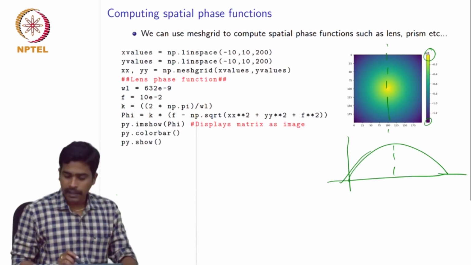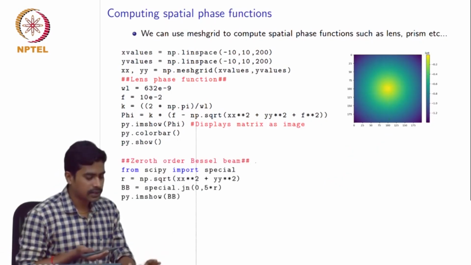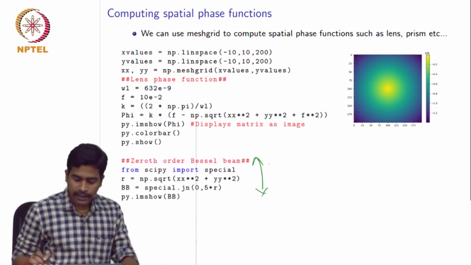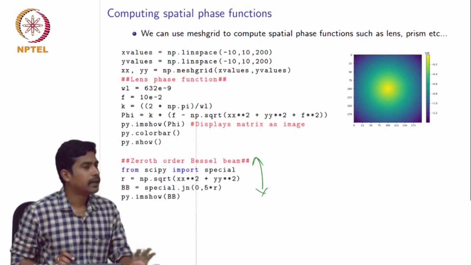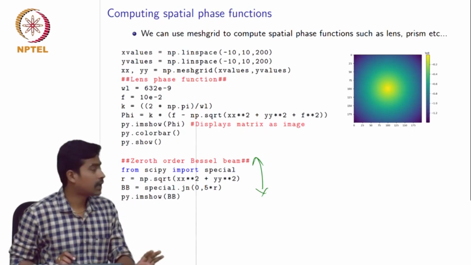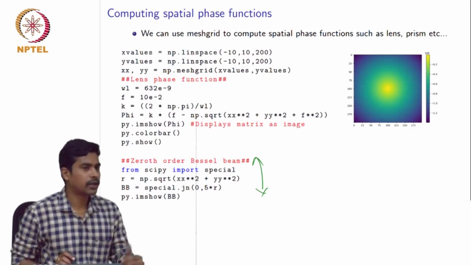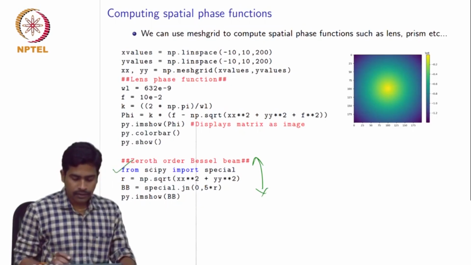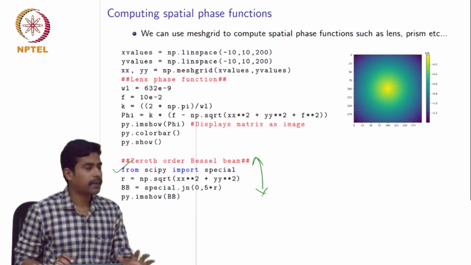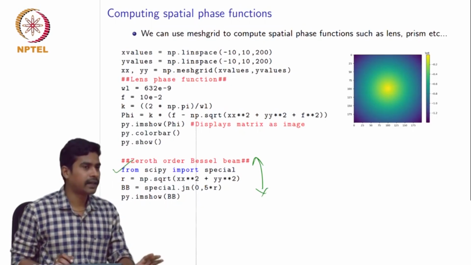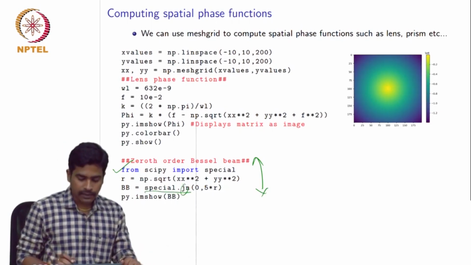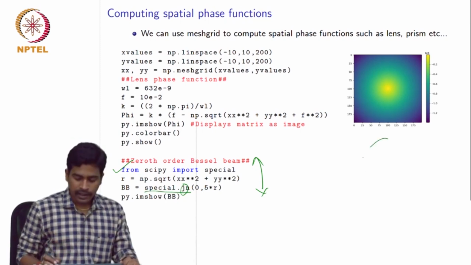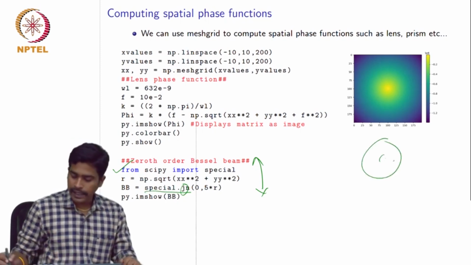Similarly, you can compute different functions. To show you, I have plotted a Bessel function. Bessel beams are very useful, but they are not covered in this course. If you are interested, you can read about them. For this, I am using another package called SciPy, which has all the scientific functions in it. From SciPy, I am taking the Bessel function, which is given by Jn. The Bessel function is a radial function.